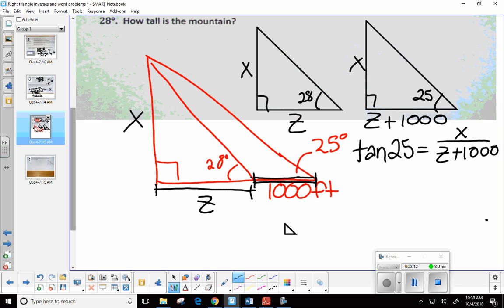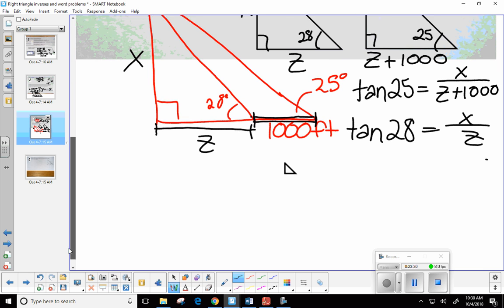Okay. And so then the other triangle's the exact same with the tangent. So we'll have the tangent of 28 equals x over z, though, because it doesn't include that 1,000 feet. Does that make sense? Okay. And so what do we need to do from there?